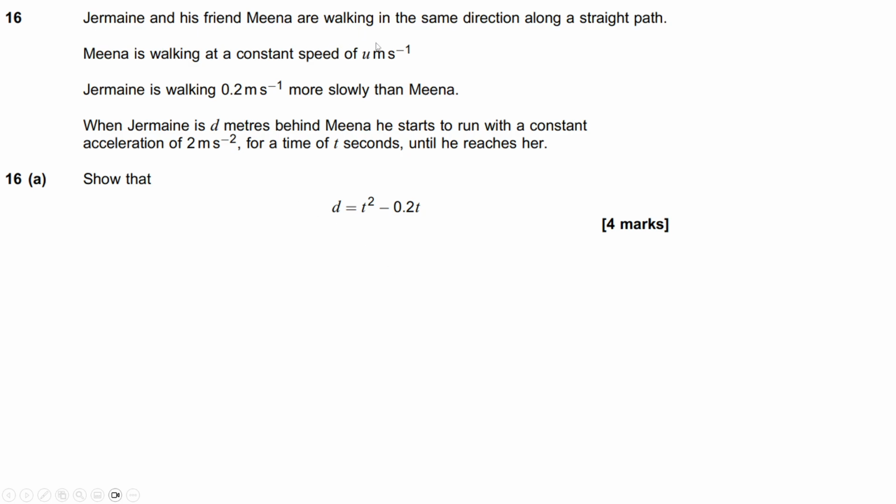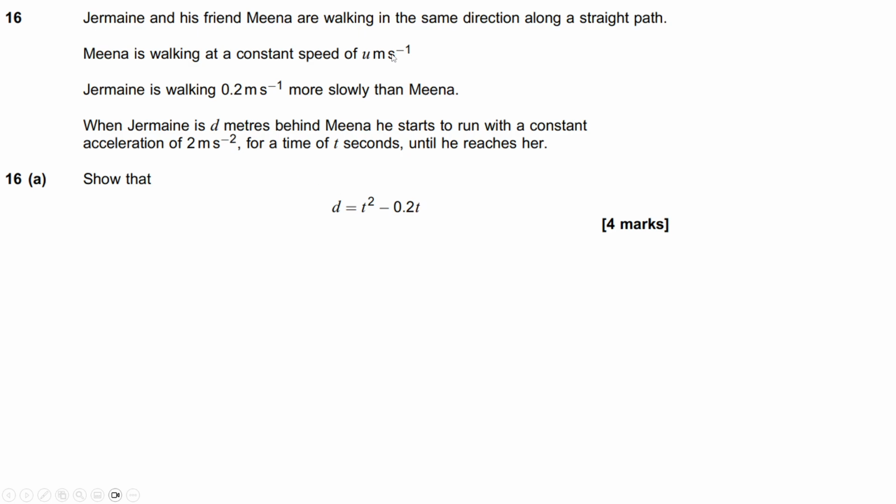Jermaine and his friend Mina are walking in the same direction along a straight path. Mina is walking at a constant speed of u meters per second. Jermaine is walking 0.2 meters per second more slowly than Mina. When Jermaine is d meters behind Mina, he starts to run with a constant acceleration of 2 meters per second squared for a time of t seconds until he reaches her.